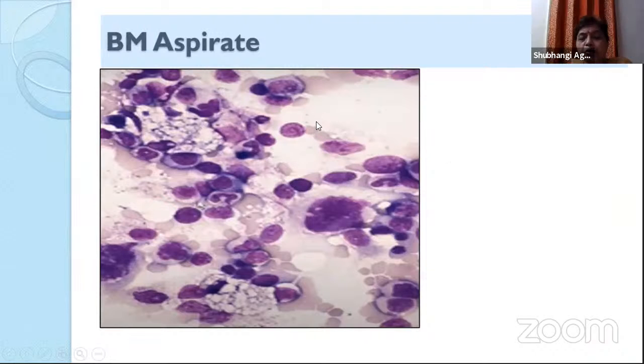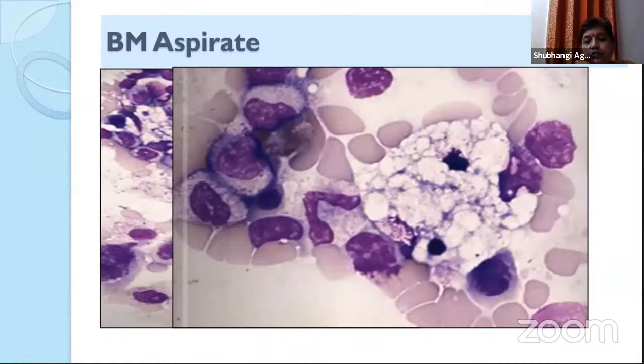Okay. This is a bone marrow aspirate. These Gaucher cells have to be differentiated from other cells in the bone marrow. This is a bone marrow aspirate from a younger patient who presented with hepatosplenomegaly and pancytopenia. These are the only two cells which are present in the bone marrow. This is one cell and this is another cell. The rest of the bone marrow is normal. So very sparse cells in the bone marrow, one or two occasional cells.